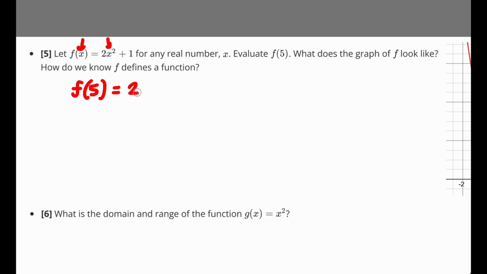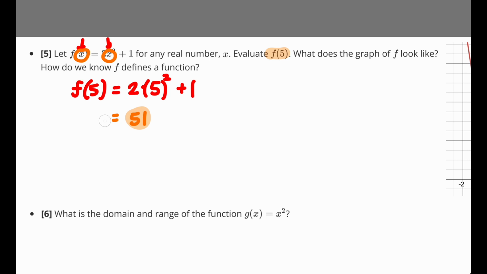Instead of 2x squared, it's going to be 2 times 5 squared, I'm going to put that in parentheses, plus 1. So wherever there was an x, I basically replaced it with a 5. Well, 5 squared is 25, times 2 is 50, plus 1 is 51. So evaluate f of 5, that's this part right here, I just found it to be 51. What does the graph of f look like?